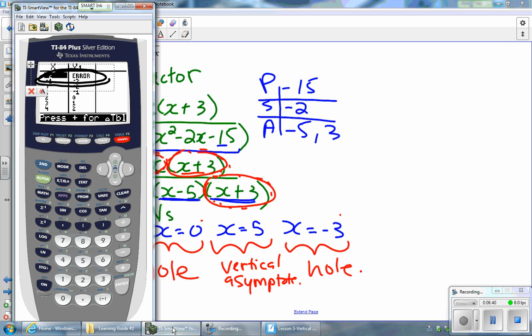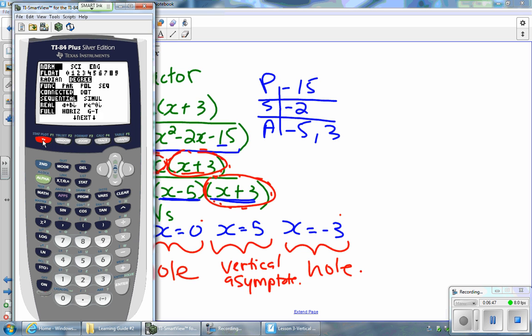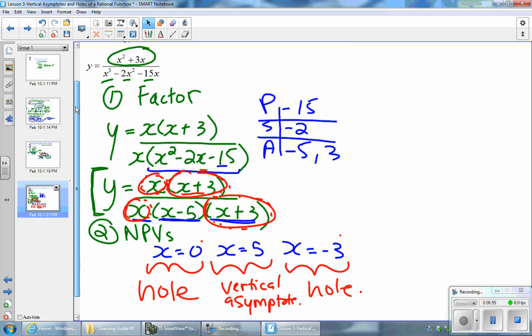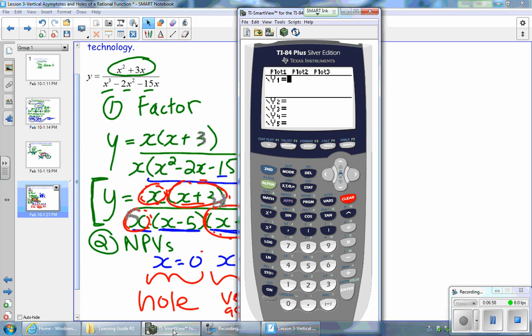So I want you to delete anything that you had in there before, and you're going to plug in the function. So go second quit, okay, and go back to y equals, and you're going to clear. And you're going to stick the original rational function into your calculator. So go back to the original function and plug it in. So put brackets around the numerator. We have x squared plus 3x over x cubed. So raise it to the power 3. Good. And minus 2x squared minus 15x.